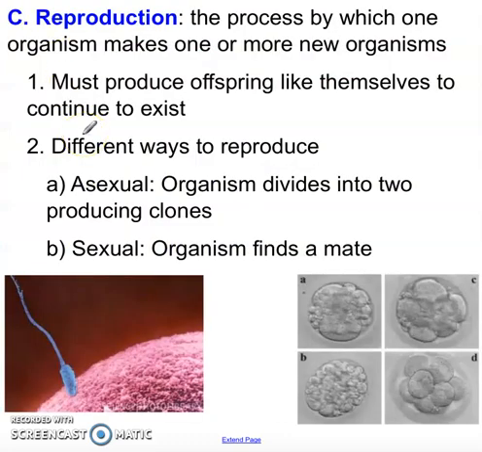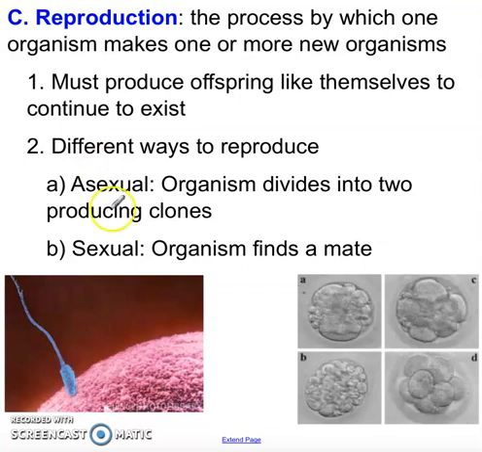All right, new slide of notes, pause. Reproduction. Reproduction just means you're going to make one or more new organisms. And in order to exist as a species, you have to be able to make copies of yourself. So you must produce offspring like themselves to continue to exist, to pass on your hereditary traits, your DNA.